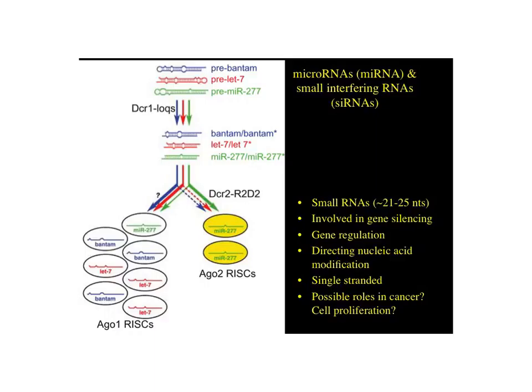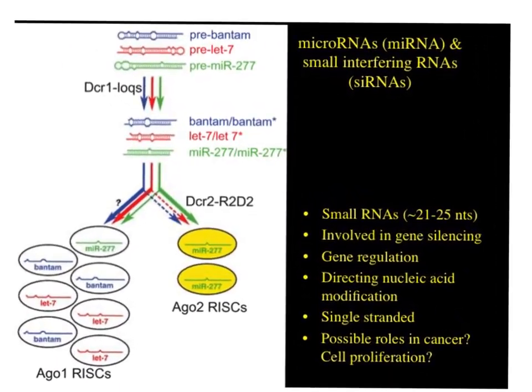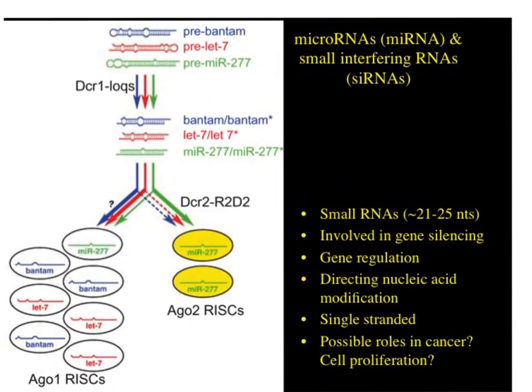These are very small, usually around 20 to 25 nucleotides long. They do not encode for a specific gene, right? They don't make a protein. That's why they're called non-coding. Many times they're involved in gene silencing and gene regulation, which is one of the reasons they used to be called silencing RNA.